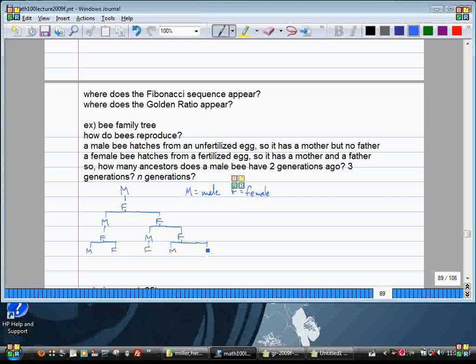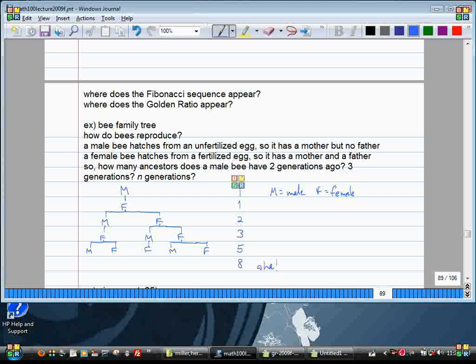Now, we can keep doing this, but does anybody notice anything strange and amazing? How many, in our original generation, how many bees are there? There's one. Next generation, one. Next generation, two. Next generation, next generation. Guess how many bees will be in the next generation? There you go. So, surprisingly, the Fibonacci sequence shows up in bees' family trees.